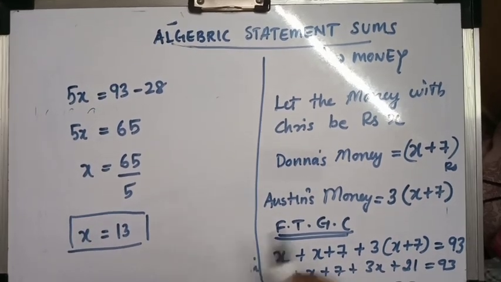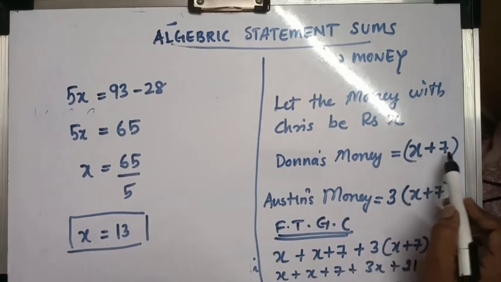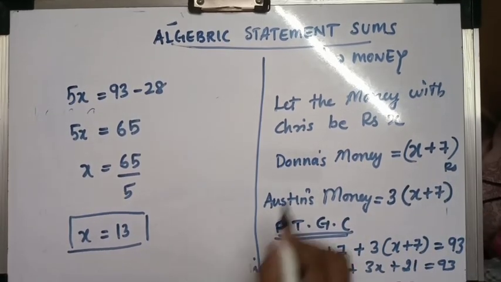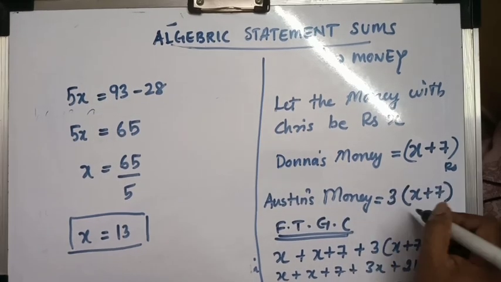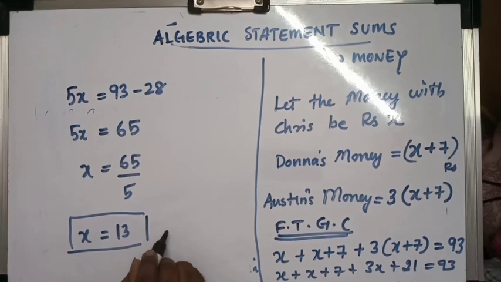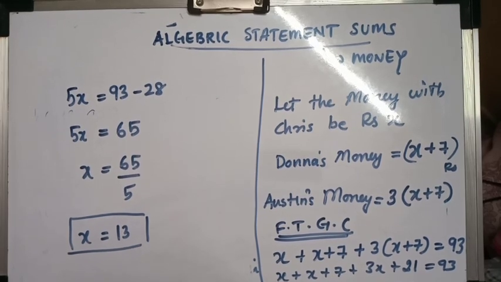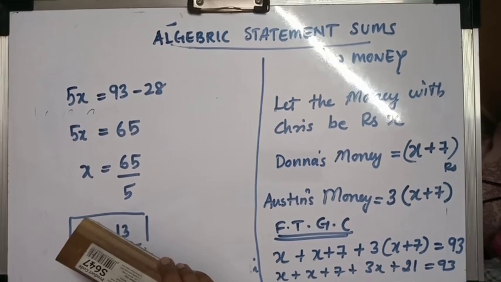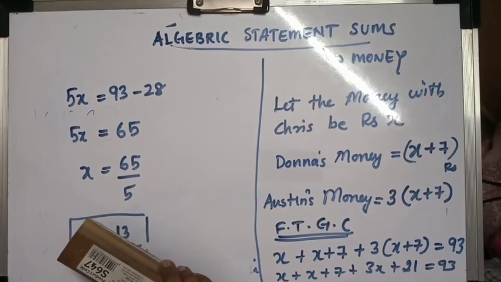That means Chris has 13 rupees. Donna has 13 plus 7. Okay? And then Austin's money will be this. X ke jagah pe you put 13 and you find the money that Austin has. Getting? So these sums are very easy sums, children, and such sums will definitely come in your 9th standard exams and 8th standard exams. Okay?